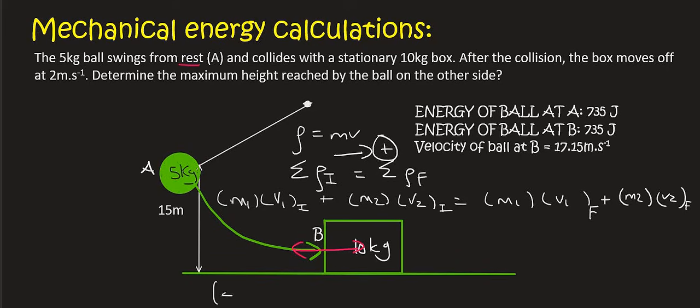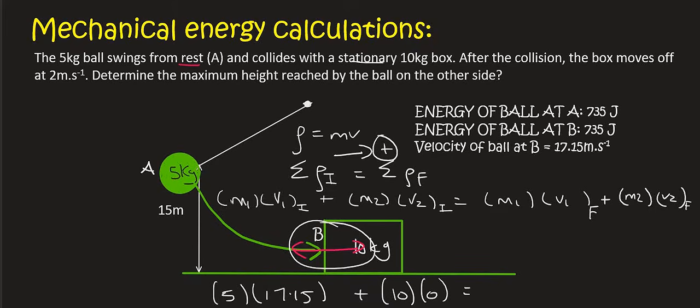So the mass of the first object is 5. Its velocity. Now, remember, we're talking about the collision over here. So its velocity is 17.15. That's what we had to work out. Plus, the mass of the second object, which is the box, is 10 kgs. But it's initially not moving because they said it's stationary. Now that's going to be equal to the mass of the first object, which is 5, but we don't know its velocity, but we do know that the block moves off at 2 meters per second.